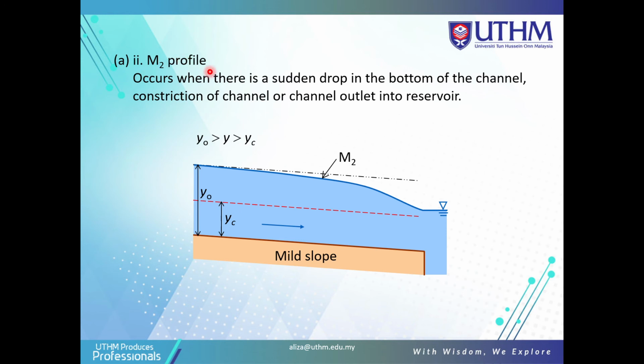Okay, the M2 profile occurs when there is a sudden drop. They have the sudden drop here in the bottom of the channel, constriction of channel, or channel outlet into the reservoir. So this is the M2 profile. Okay, you must remember this one. Okay, no need to remember everything. So you just remember this basic question, to know the M2 profile.